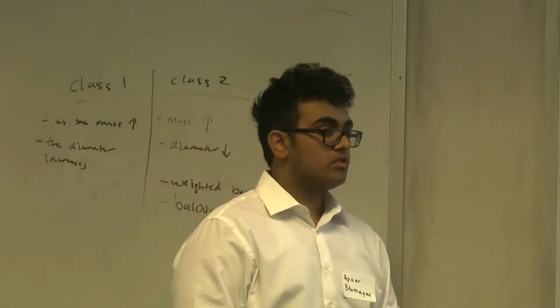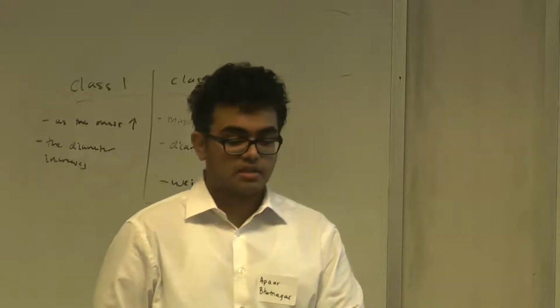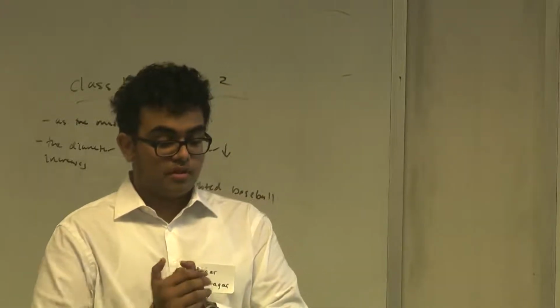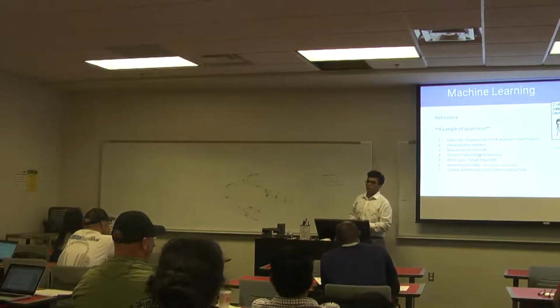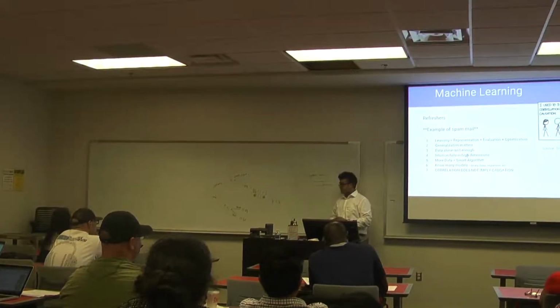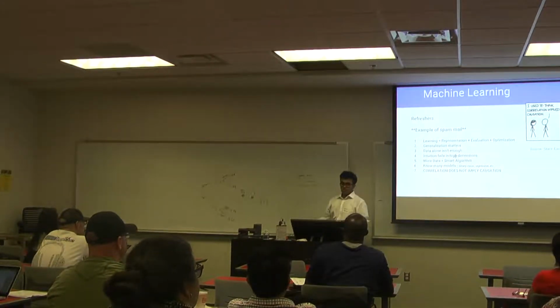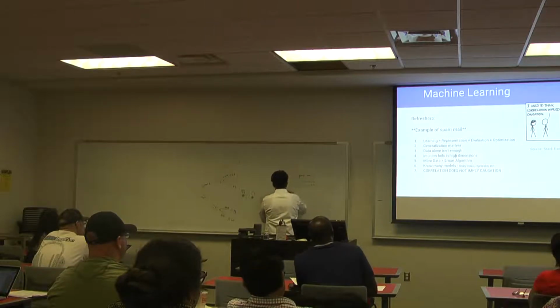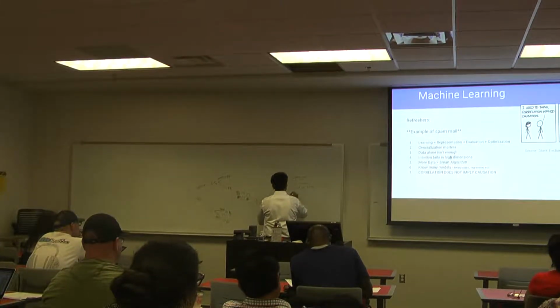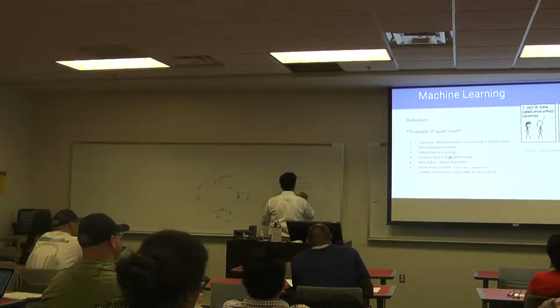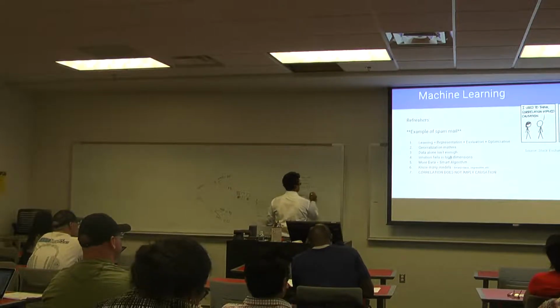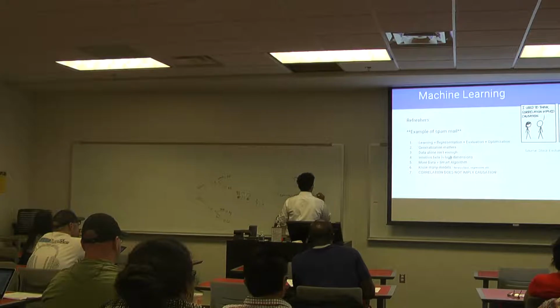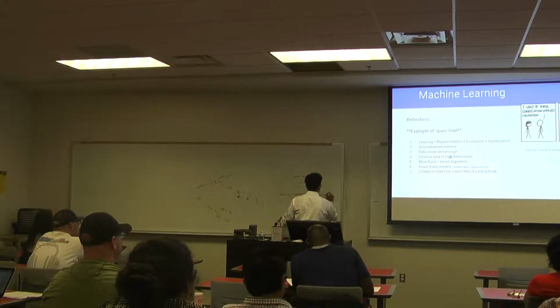So this is just a refresher on machine learning. I'm not going to go too much into machine learning, but I'll talk about the very basics. I'm going to use an example of spam email. The list would go on and on of all the possible spam emails you could receive. So what the machine learning algorithm does is that we have this equation: learning equals representation plus evaluate plus optimize.